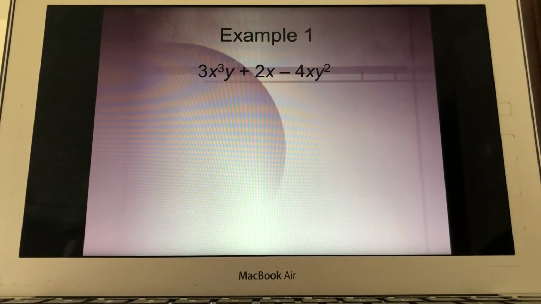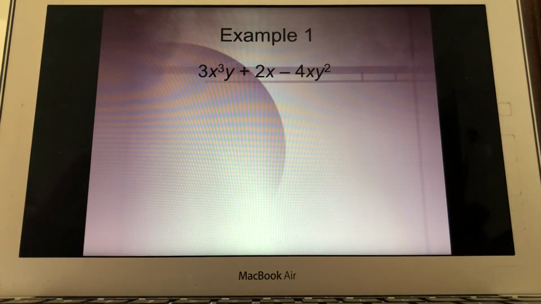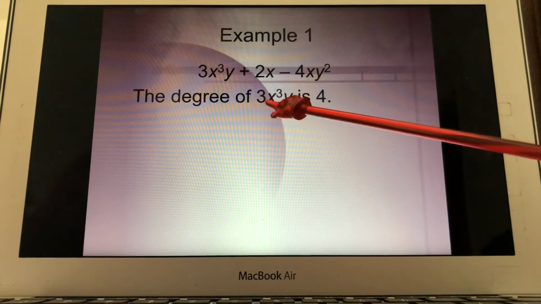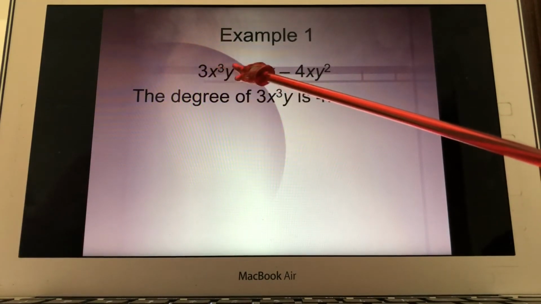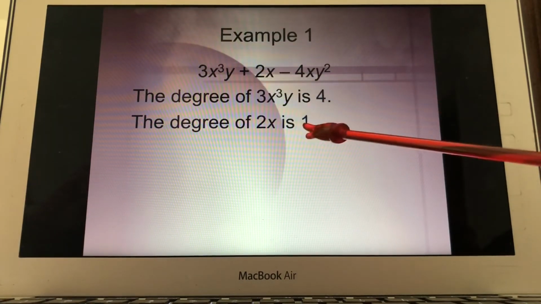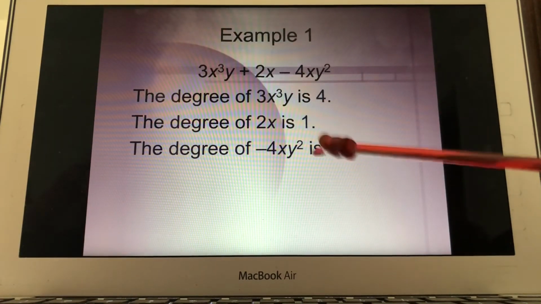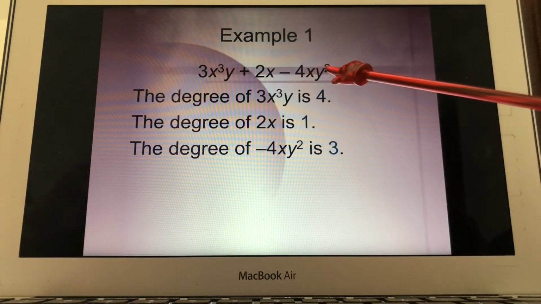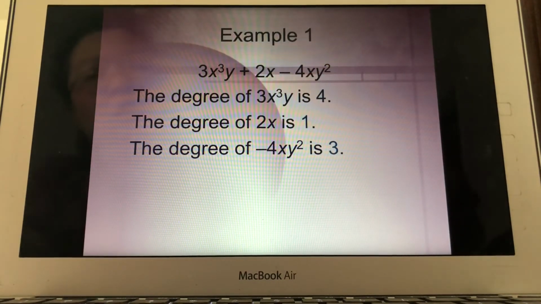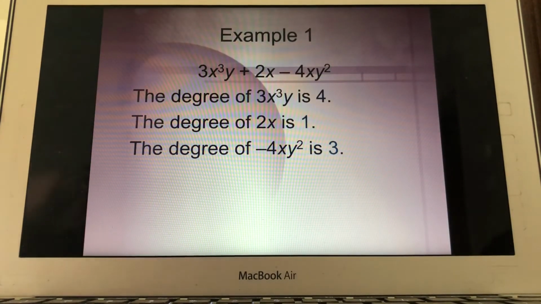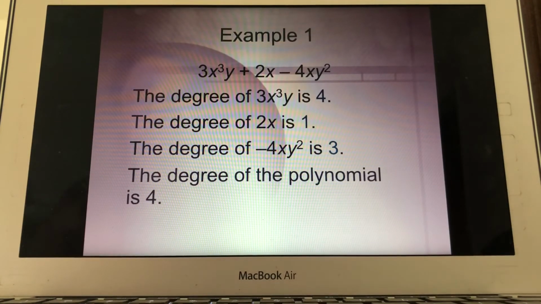Okay, we have 3x cubed y plus 2x minus 4x y squared. The degree of this first term, 3 plus 1, is 4. The degree of 2x is 1. And then the degree of this term is 1 plus 2, which gives us 3. Now, the highest degree is 4. So that's going to be the degree of the entire polynomial.